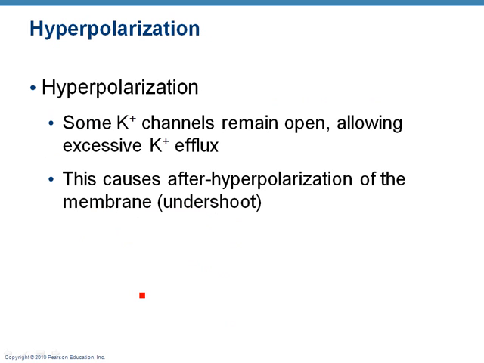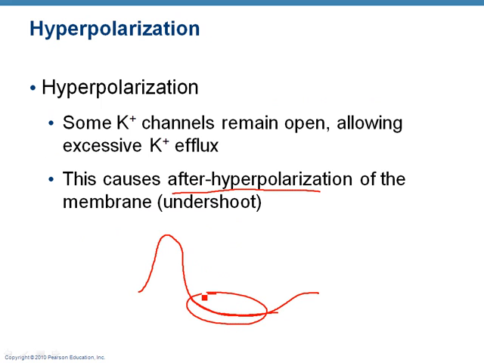Hyperpolarization, for review, is when you kind of overshoot. Those potassium channels stay open a little too long, which causes an after-hyperpolarization, a little undershoot. It takes the potential too low, and then it comes back up. This hyperpolarization is important when we talk about propagation of an action potential. Because the membrane potential is so low, you can't activate those voltage-gated sodium channels. It's just too low. That keeps an action potential from going backwards. It won't go in the other direction. It'll only go one way down an axon.